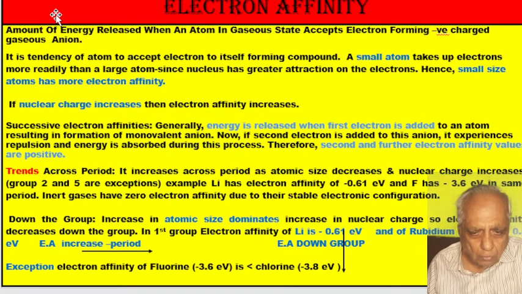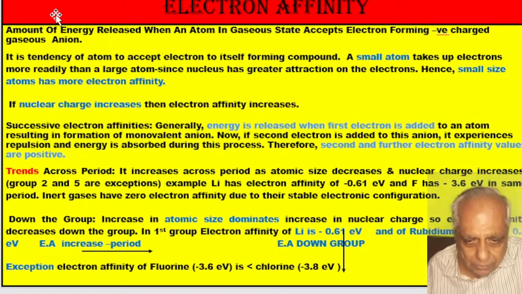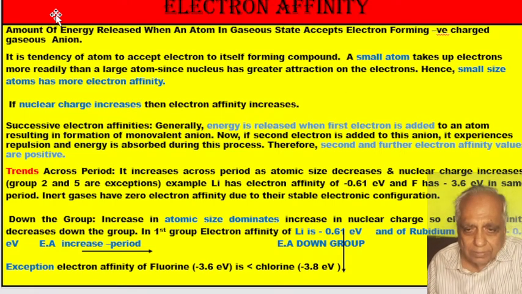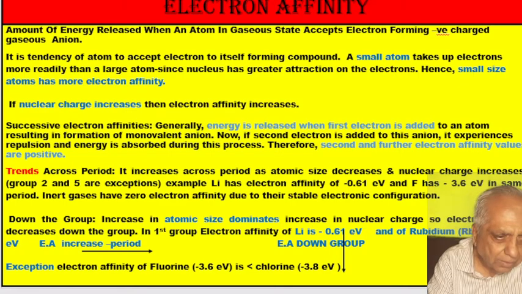In case of chlorine it is minus 3.8, the negative sign shows energy is released, and fluorine is minus 3.6. So this is only an exception. Otherwise, if we move down the group, electron affinity decreases. Like you can see, for lithium it is minus 0.6, whereas for rubidium it is minus 0.5 electron volt. Is it alright? So now we will start today's topic.